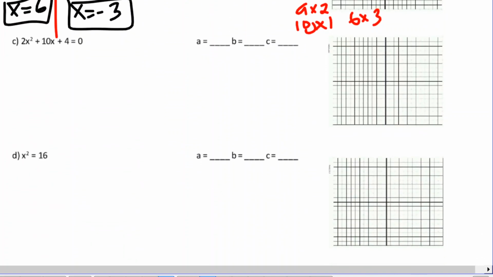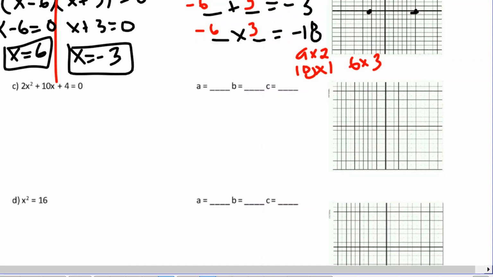Trying another one. I have a greatest common factor to deal with first. I always want to deal with my greatest common factor first. So when I look at 2x squared plus 10x plus 4, I recognize first that there's a greatest common factor of 2. So I'm going to factor that 2 out front. Right? I'm dividing it out of each of the terms because it's in common. I'm going to make sure I leave it there. It's still a product.